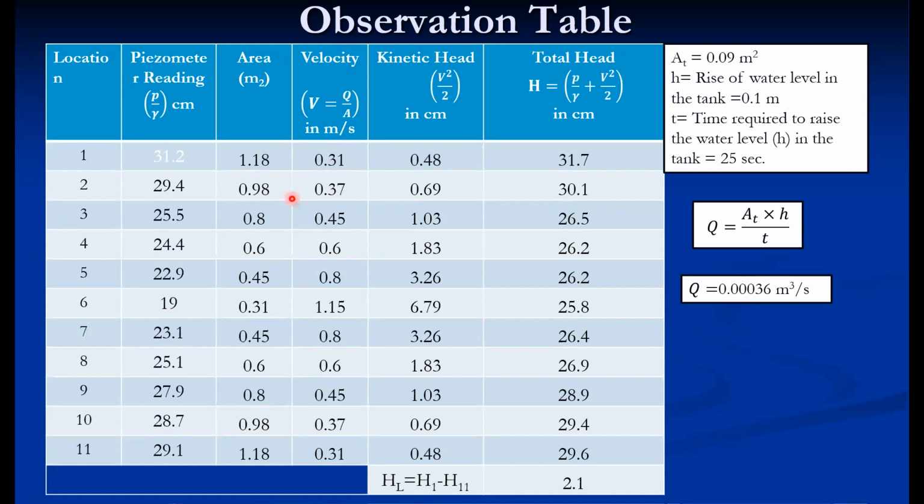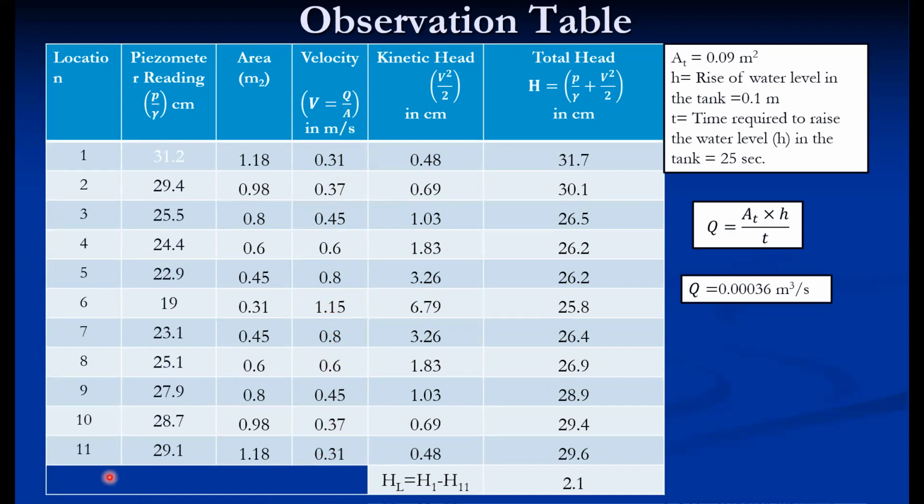So only the areas are different. That's why velocity is different. You can see the velocity as the area decreases initially, so the velocity increases. You can see the velocity is maximum here, that is at section 6, which is the lowest area section. And further, as the area increases, the velocity decreases.